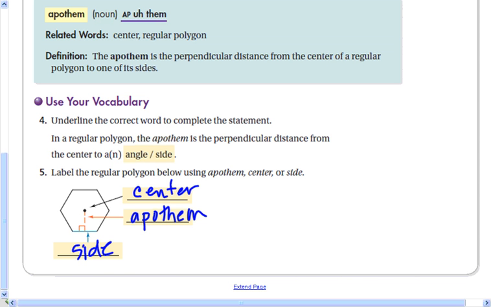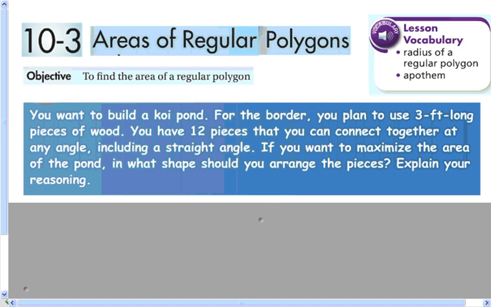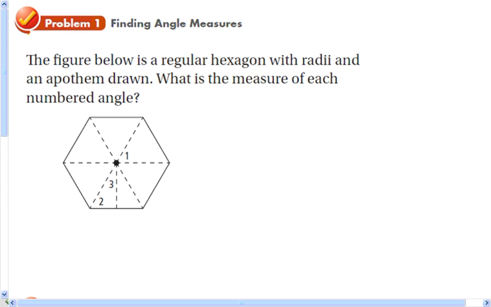And you should know that this word in the vocab, a very important word here, is pronounced apothem. That is the perpendicular distance from a side to the center in a regular polygon. And we're going to need that. All right, so first of all, you have to be able to find angle measures to find areas.